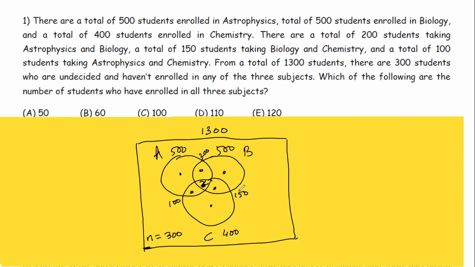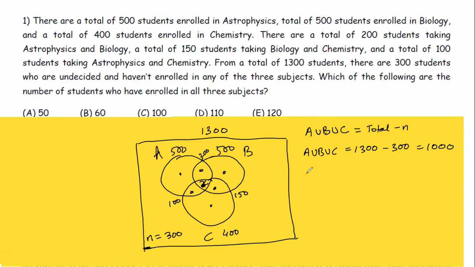So now how do we proceed? All right, we'll use the formula first. The formula is that everything within the circles, the seven regions, is A union B union C. That is nothing but the total minus N. So A union B union C is equal to 1300 minus 300, which is equal to 1000. So we know there are 1000 within the region.